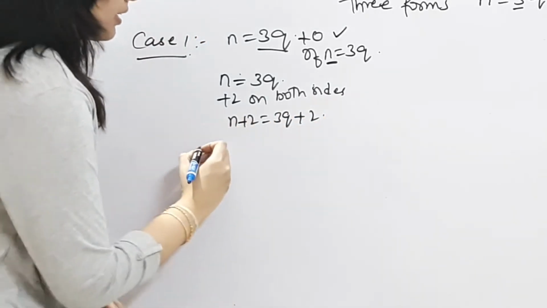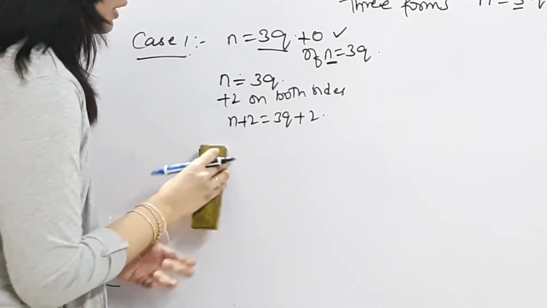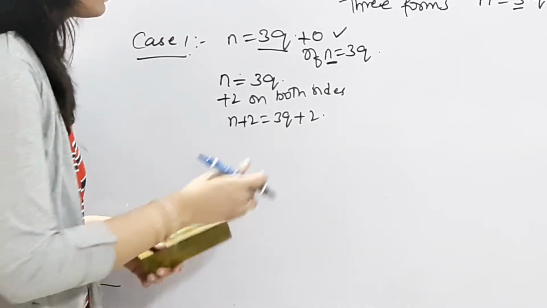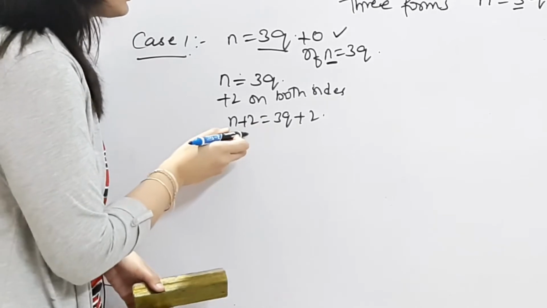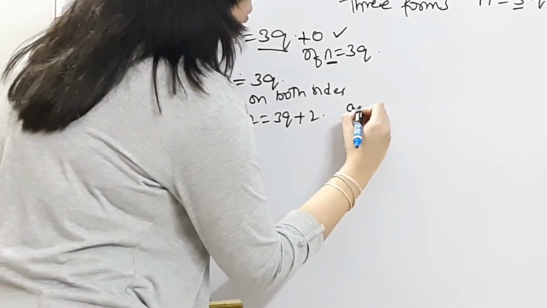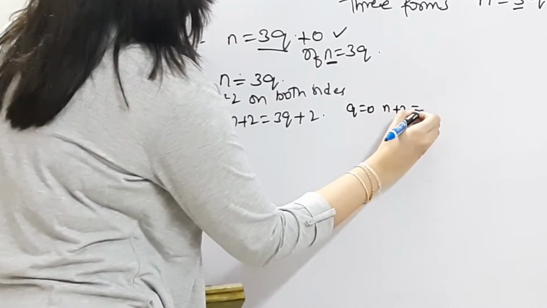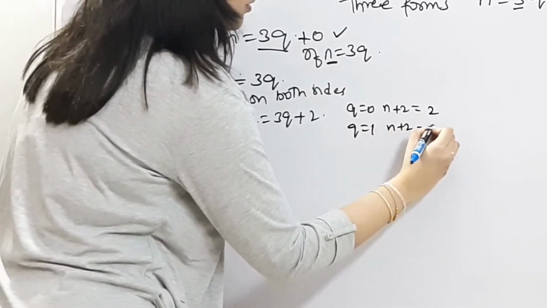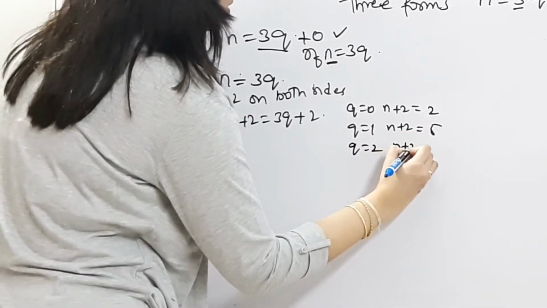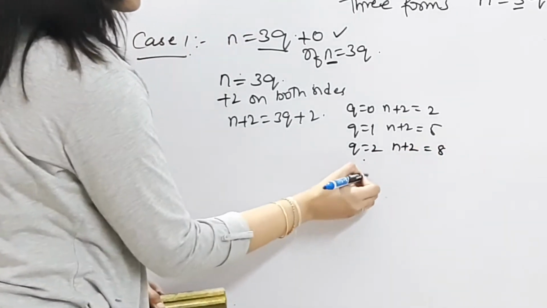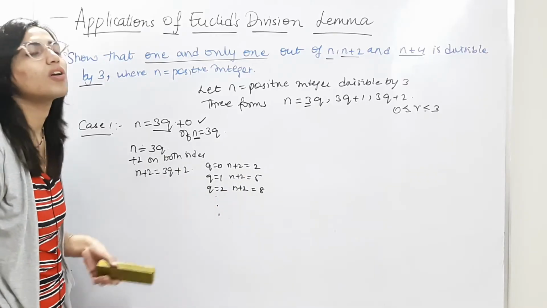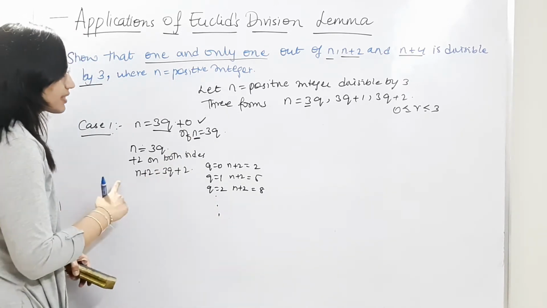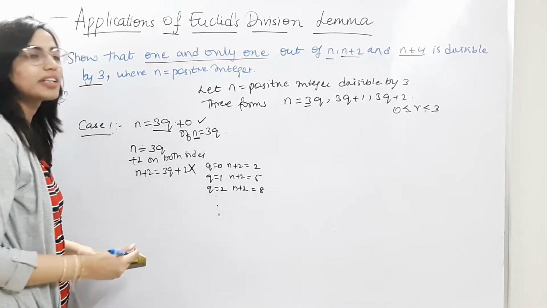That means here, when you give any value of q, it can be 0, 1, 2, anything for that matter, you will not get a number that is divisible by 3. When q is 0, you will get n plus 2 as what? 2. When q is 1, you will get n plus 2 as what? 5. When q is 2, you will get n plus 2 as what? 8, and so on. So that means you never get n plus 2 in the form of 3, 6, 9, etc., which would be divisible by 3. Right? So we can say that n plus 2 is not divisible by 3.